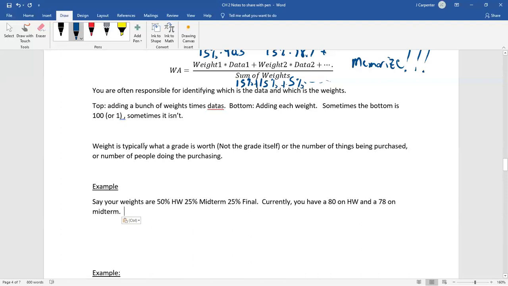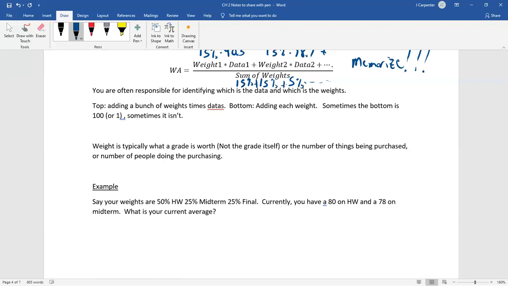Currently, you have an 80 on the homework and a 78 on the midterm. What is your current average? There we go. That other one, I forgot that last little bit was an extended concept. We'll circle back to that at the end. So your weights are still the same, 50% homework, so that's half your grade, then 25% for the midterm, 25% for the final. Currently, you have an 80 average on all your homework. So I'm not saying you have an 80 on just one or two homeworks. I'm saying you have 100s and 95s and 72s. You add them all up, divide by the number of homeworks, you got an 80 as your average.